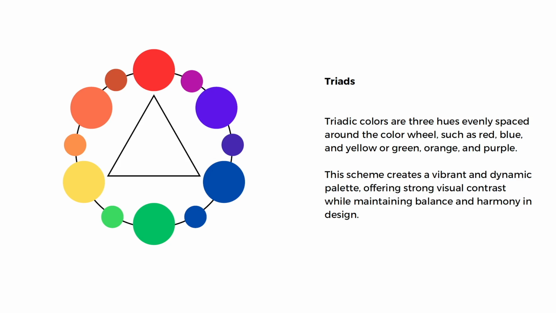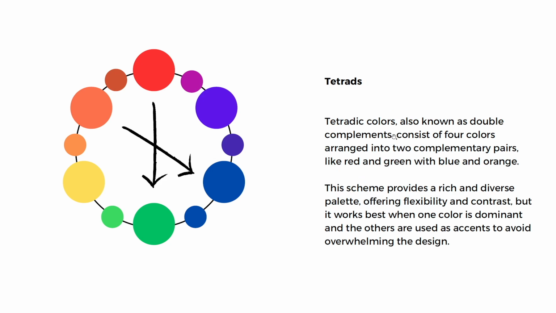Tetrads are next. These are also known as double complements, and if we look at it on our page, it's essentially a rectangle. So if we think of the triad as the triangle, the tetrad is the rectangle. And these are 4 colors arranged into 2 complementary pairs. We have, for example, in this case, red, green, and blue, orange. This is a really diverse palette. It's really flexible. You have a good contrast with it. But just as a heads up, and we're going to see this with a lot of these, one color should probably take the lead, and the others are going to be used as accents.